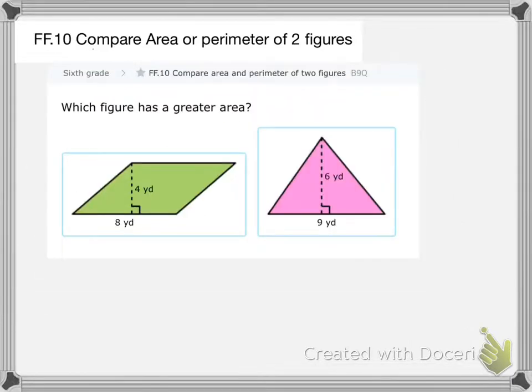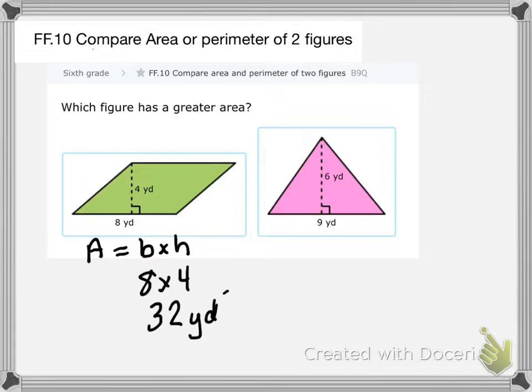Next question, we're comparing a parallelogram and a triangle. So area of our parallelogram is base times height. So that's 8 times 4. So 8 times 4 is 32. So our area is 32 yards squared.